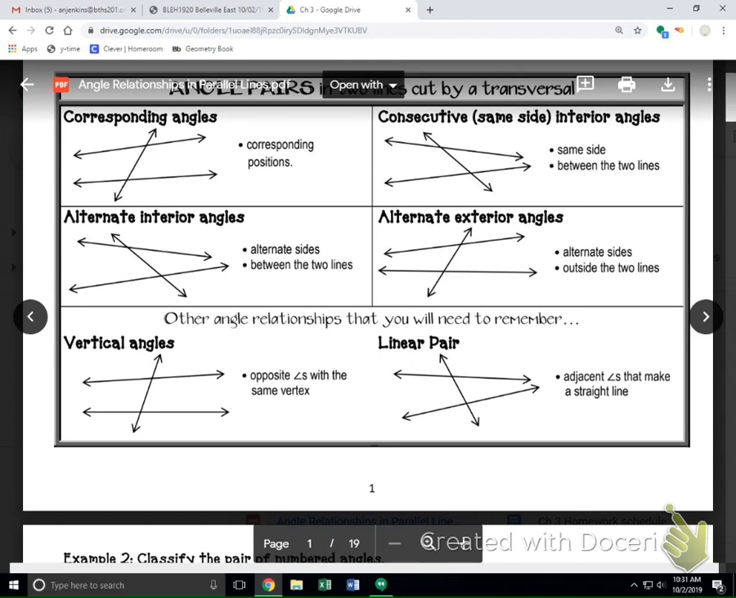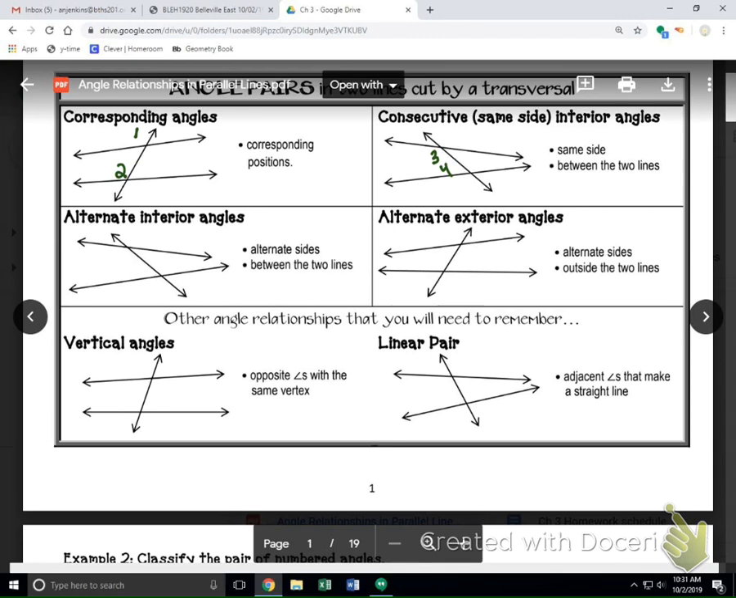Okay, so on this one, it doesn't really give you any information here. It just wants you to identify a pair of these. So I'll go through it quickly, and I'll just identify one example of all of these. The first one is corresponding angles, and corresponding angles are in the same position in reference to their line and the transversal. So 1 and 2 are an example of corresponding. Consecutive is the same thing as same side interior. An example of that would be 3 and 4. They're on the same side of the transversal inside our lines.